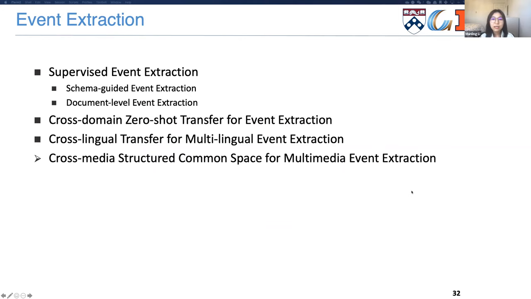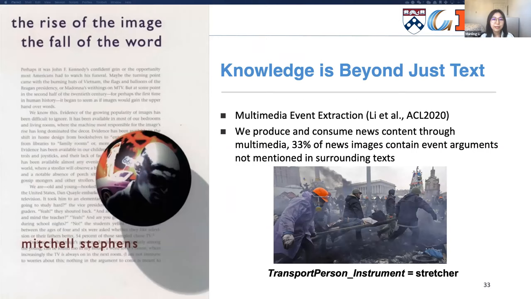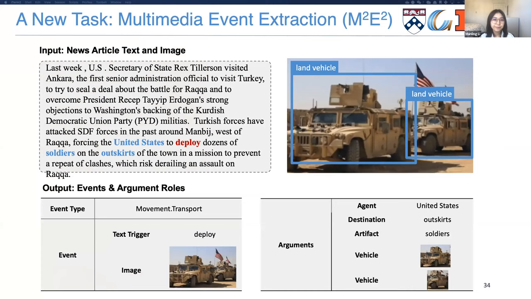Inspired by this great success, we try to use a similar idea for cross-media transfer. So nowadays, news is presented using multimedia data, and the information from text and image are complementary. For example, the stretcher here used to move soldiers is not explicitly expressed in text, so it can only be extracted from image. However, most of the work on event extraction focuses on the text side, ignoring information from the vision side. As a result, a new task is proposed to conduct multimedia event extraction. It extracts events and their arguments from multimedia documents, and the input contains a text article and the image associated with this article. Each output event and argument can come from either text or image or both of them.